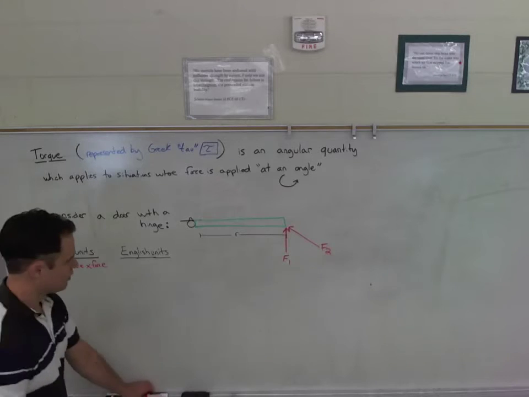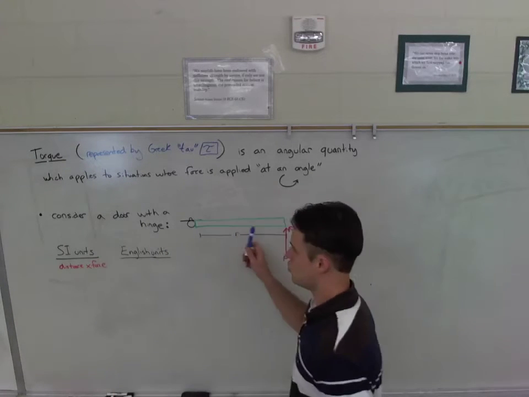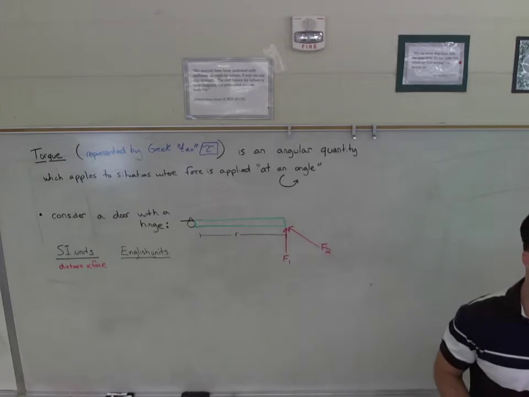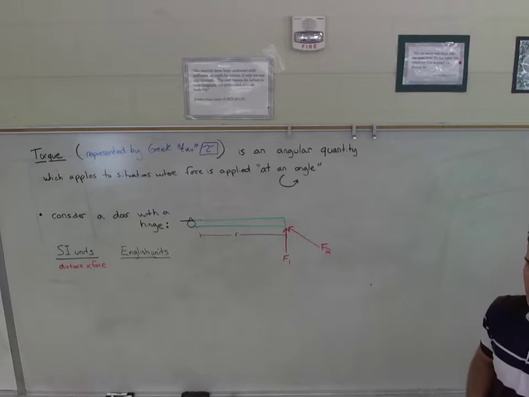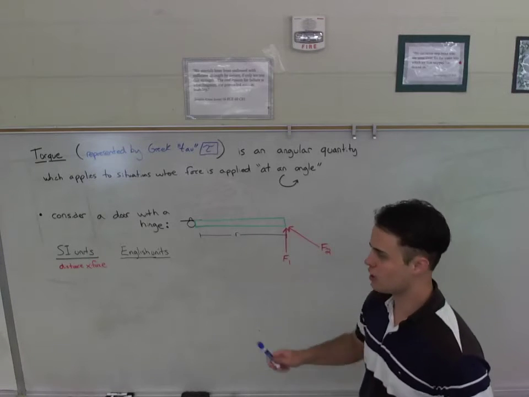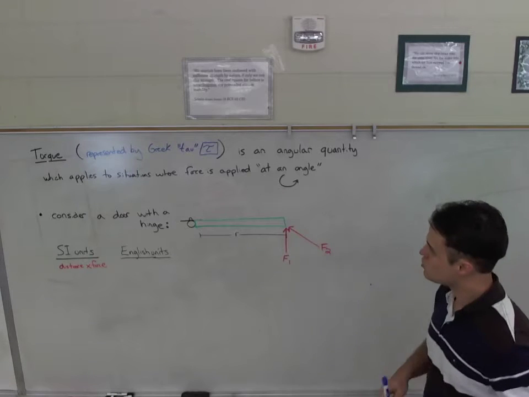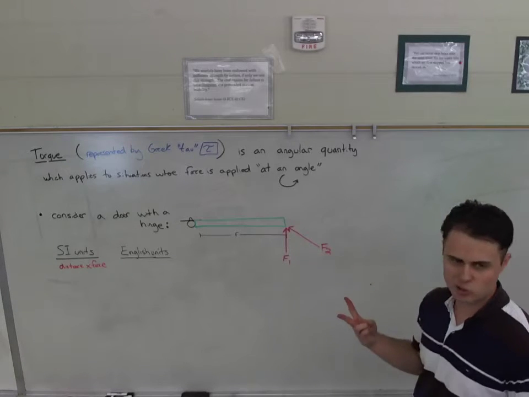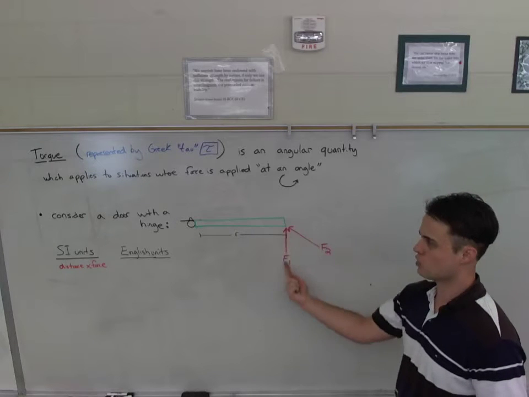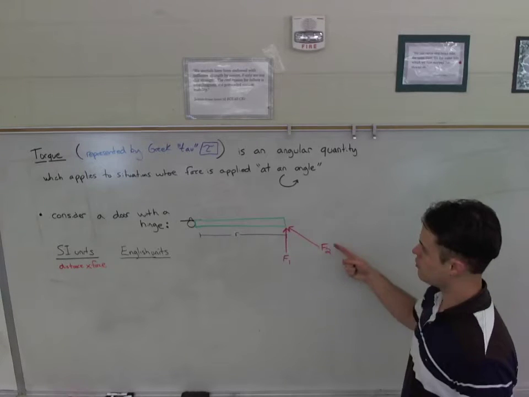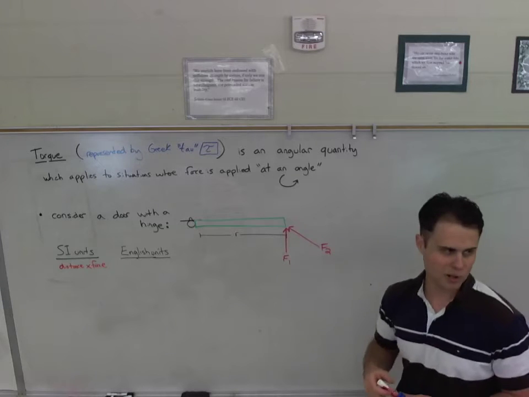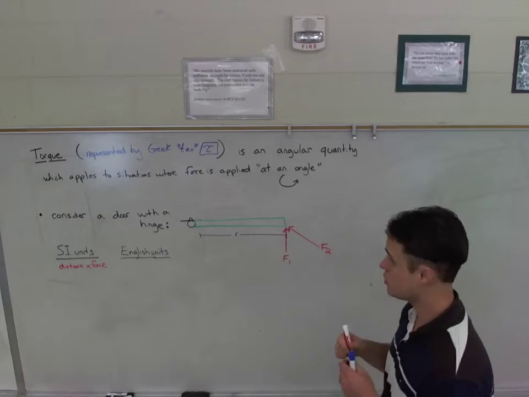So for torque, I wanted us to consider a door, and we'll go over to the door and maybe do an experiment in just a second. If you'd like to volunteer, you can. This is the hinge, this is the door in green. I want to consider two different situations. What if we apply the force like this to open the door, and what if we apply the force like that? How much torque are we creating in each situation?